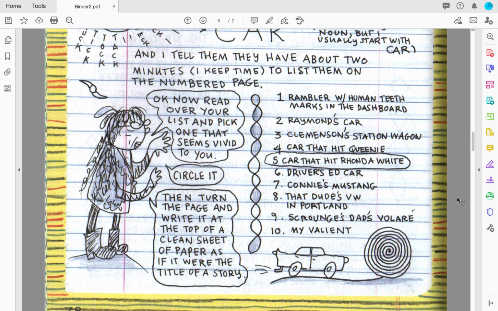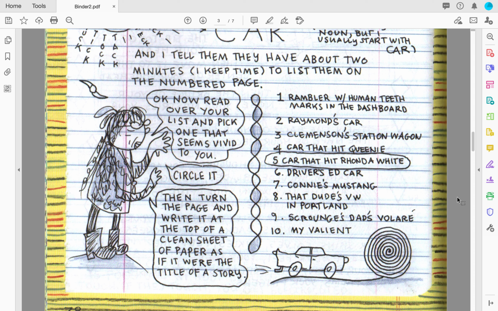So this was somebody's scene that they came up with. These are cars that they remembered from their childhood. And again, try to think back as far as you can in your memory to see what pops up. Now, after these 2 minutes of trying to think of as many different memories as you can for that noun that's a prompt, I'm going to have you read over your list and pick one that's a particularly vivid memory and maybe the most interesting as well, and I want you to circle that one.